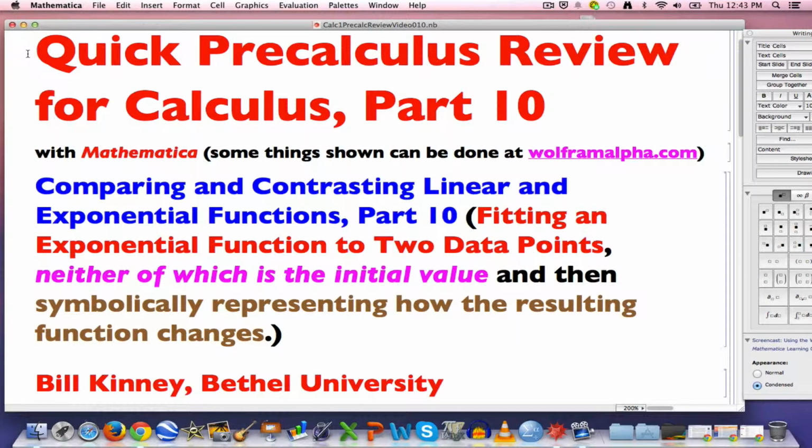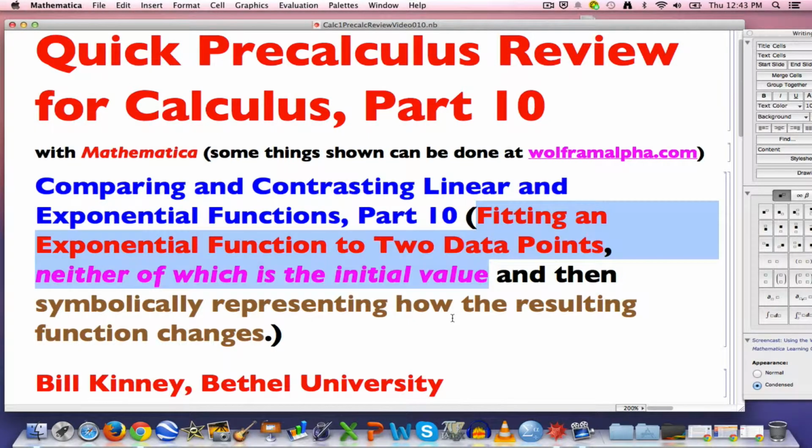In recent videos for quick precalculus review, we've been using exponential functions both to model exponential growth and exponential decay. It was a population growth problem and a car depreciation problem. In both of those cases we had an initial value, and that made the algebra a little simpler. In this part 10 here, we want to do something a little bit harder. We want to try to fit an exponential function to two data points, neither of which is the initial value at time equals 0 or at x equals 0.